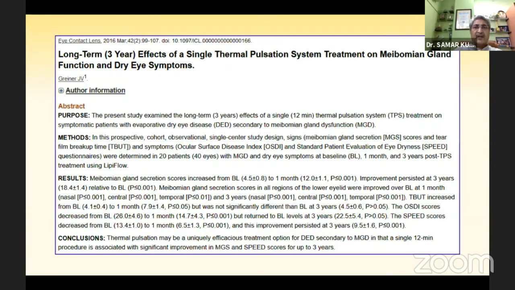But when I had it done 2.5 years back, it is still not required, though my symptoms have probably increased recently because of overuse of digital devices in the last 1 year. So probably I will require a second treatment maybe within 2-3 months.